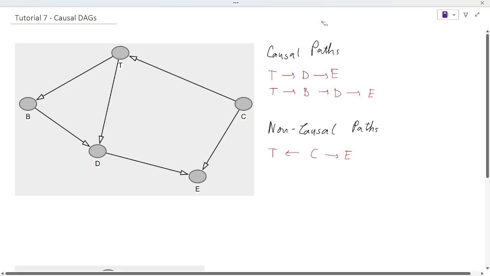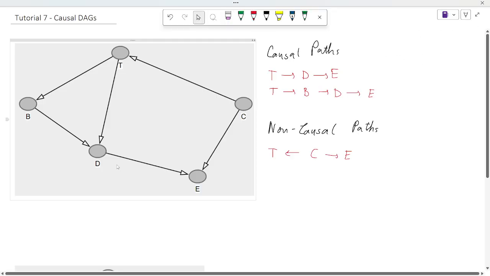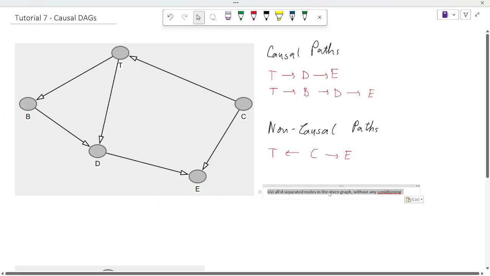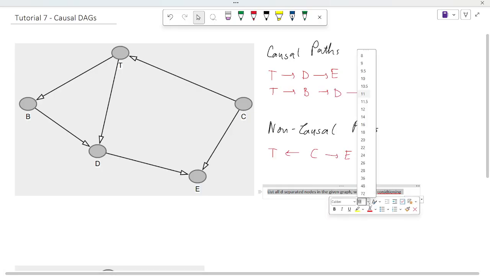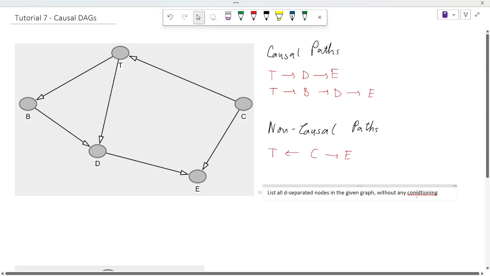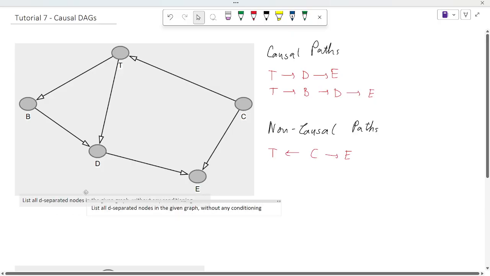So this is the first thing. First of all, you should know how you will list all the causal and non-causal paths. Because once you are able to list all of these paths, only then can you look at d-separation or backdoor paths. So let's see. Next, we want to list all the d-separated nodes in the given graph without any conditioning.